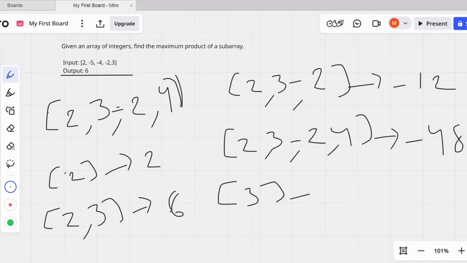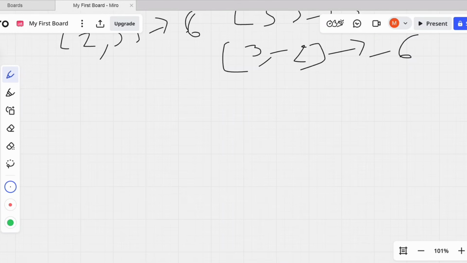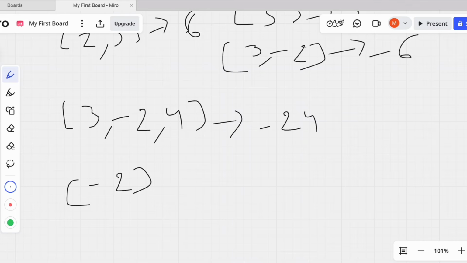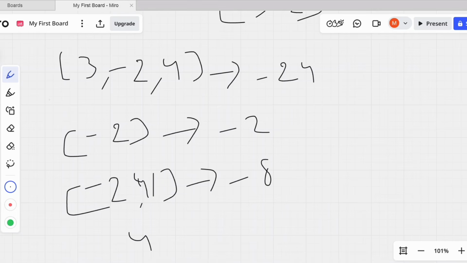3 is the product. 3, minus 2, minus 6 is the product. 3, minus 2, 4. For this subarray minus 24 is the product. Minus 2 itself is a subarray. So minus 2 is the product. Minus 2, 4, minus 8 is the product. 4 is the product. Guys, remember, subarray means continuous part of the array.